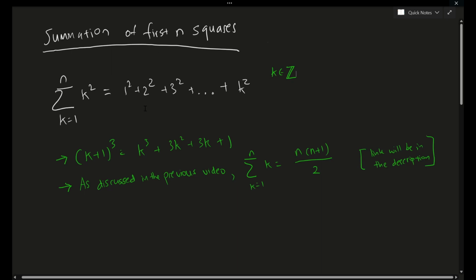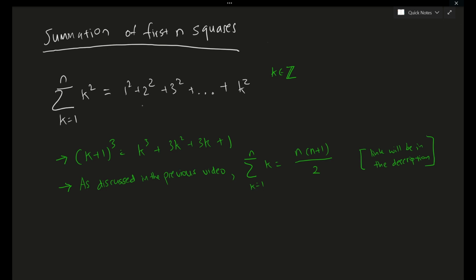Welcome back everyone. Today I'll be discussing the summation of the first n squares. As you can see, we'll take 1 squared plus 2 squared plus 3 squared all the way to k squared, where k is a positive integer.